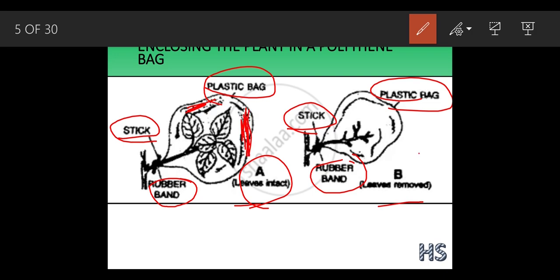But in B part, there is no water on the polythene bag. We couldn't see any kind of water on the polythene bag. What does this suggest? This suggests that the plant loses its water from the leaves, not from the stem. This experiment proves that the plant is losing water due to the presence of leaves, not due to the presence of stem. The first experiment for transpiration proves that. Now we are going to take one more experiment to understand.